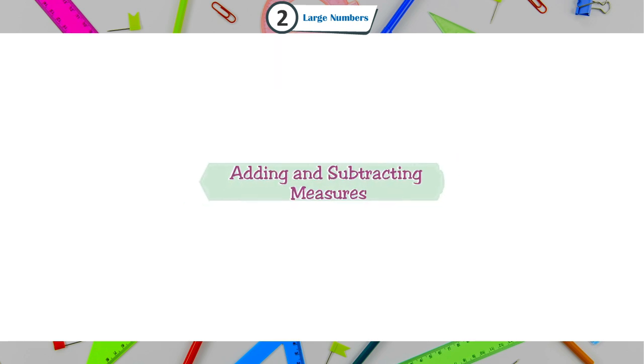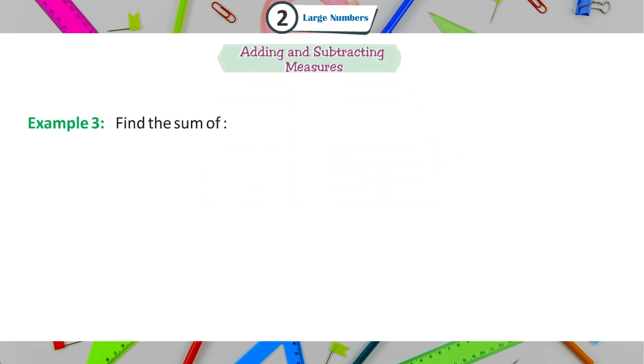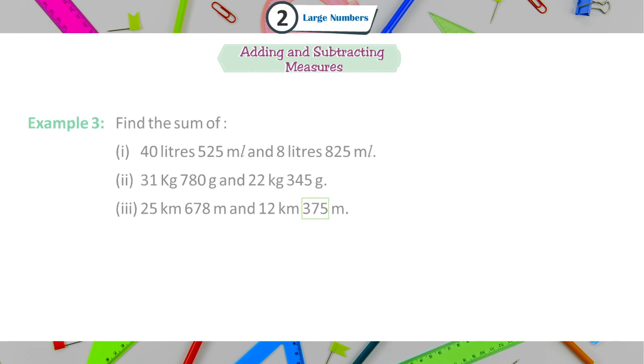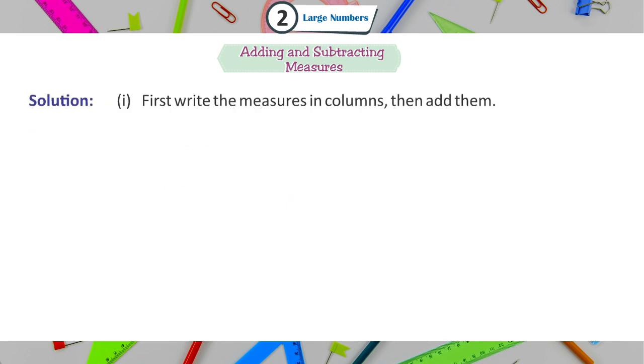Adding and subtracting measures. Example 3. Find the sum of 1. 40 liters, 525 milliliters and 8 liters, 825 milliliters. 2. 31 kilograms, 780 grams and 22 kilograms, 345 grams. 3. 25 kilometers, 678 meters and 12 kilometers, 375 meters. Solution 1. First write the measures in columns, then add them.